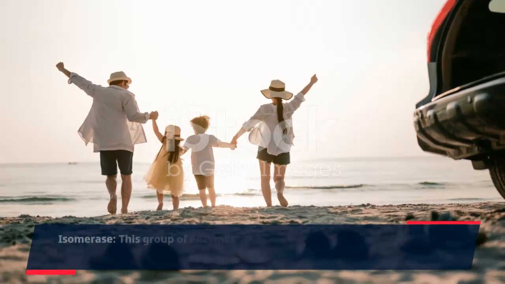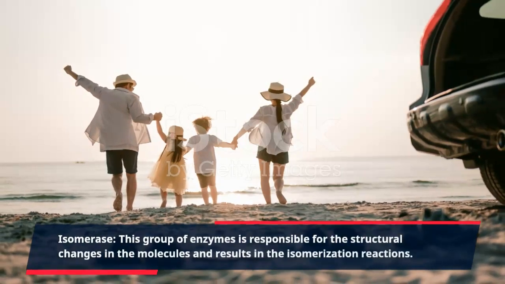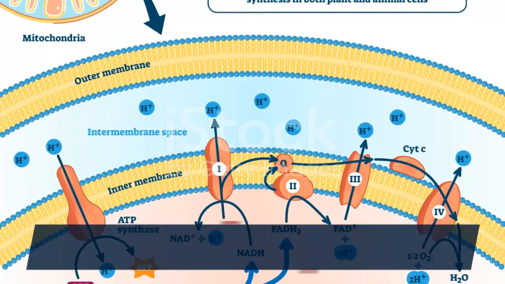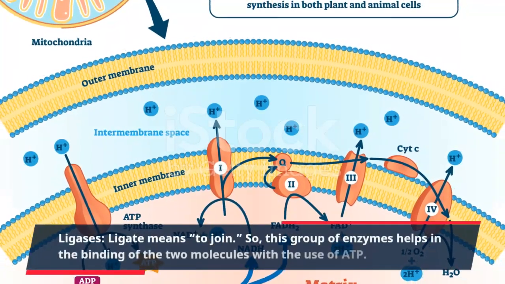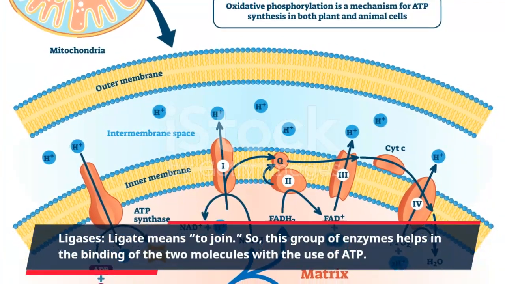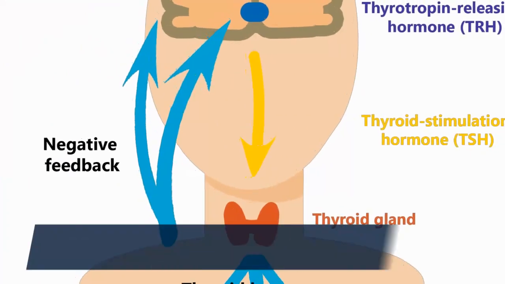Isomerase, this group of enzymes is responsible for the structural changes in the molecules and results in the isomerization reactions. Ligases, ligate means to join. So, this group of enzymes helps in the binding of the two molecules with the use of ATP. What are hormones?